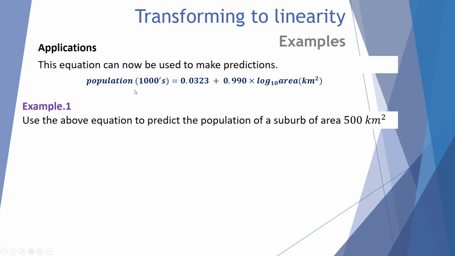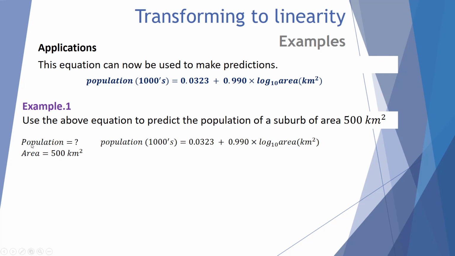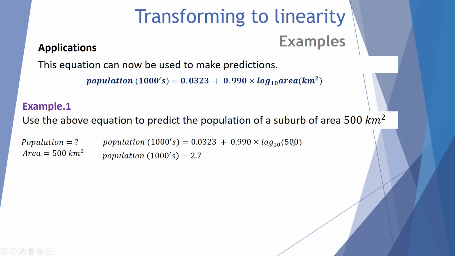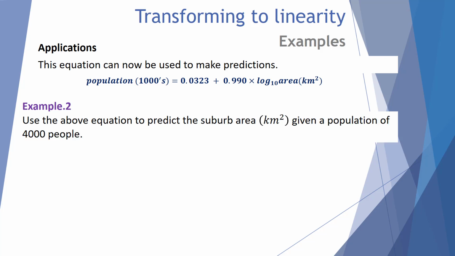So example 1: use the above equation to predict the population of a suburb of area 500 kilometers squared. So our data is population equals question mark, area equals 500 kilometers squared. And here's our equation. Let's sub in the area of 500 kilometers squared. It's in the same units, so we sub that straight in. Then if we take the log to the base 10 of 500, times it by 0.99 and add 0.0323, we find the population for a suburb of area 500 kilometers squared is 2.7, and that is in thousands. So it's 2,700 people.